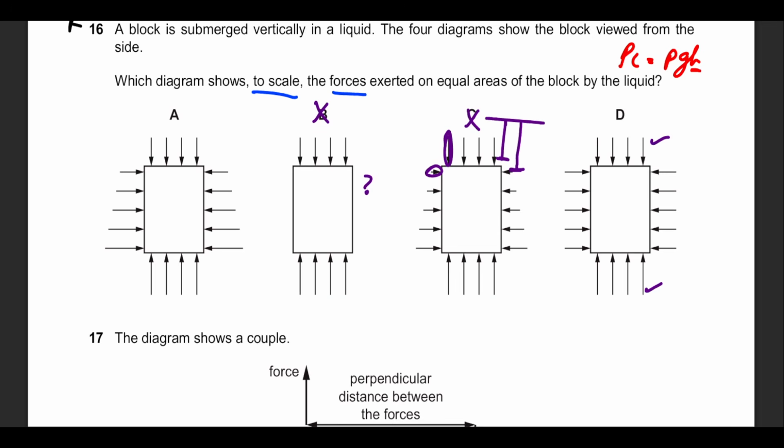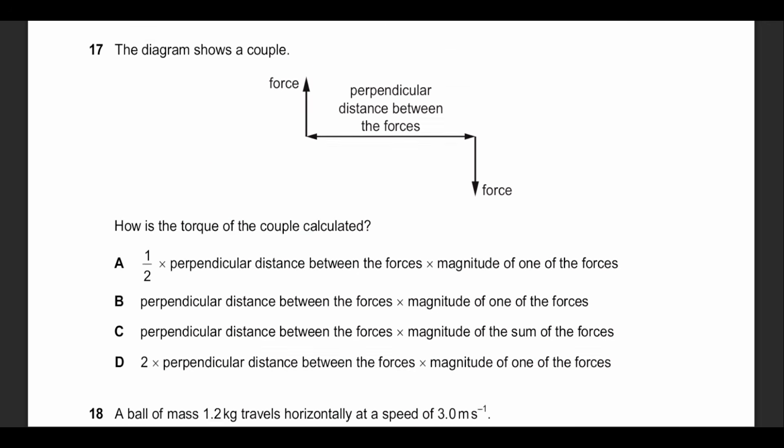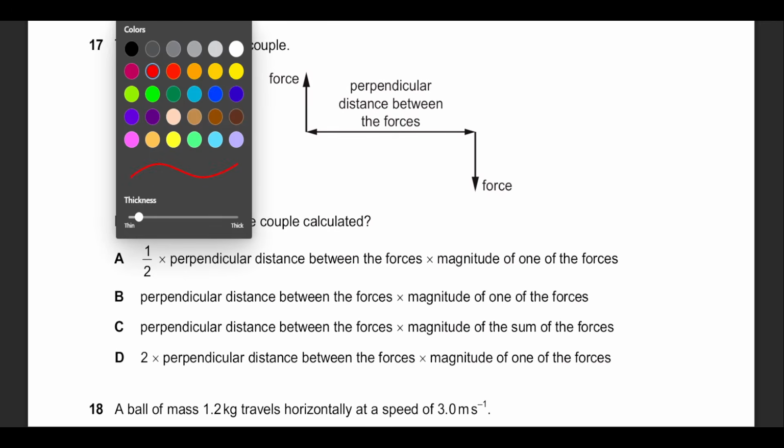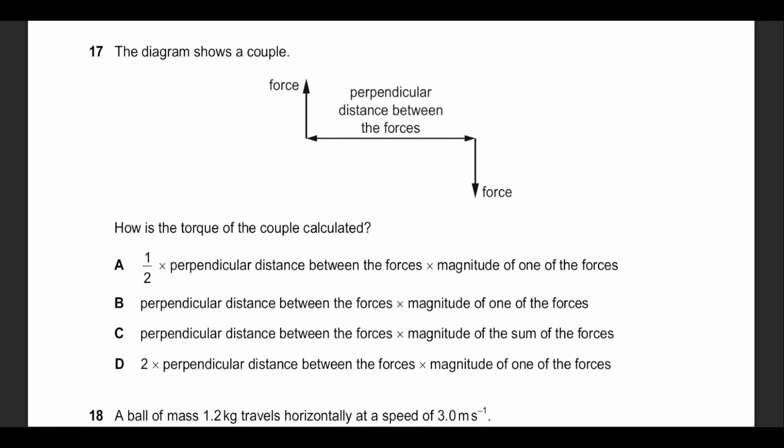In D, the top and the bottom are almost correct because the top pressure should be less and the bottom should be higher. But it's not progressively increasing. It should be greater and greater because a higher depth leads to a bigger answer, which is not being shown in D. It's option A. Question 17 is again a fact-based question, very quickly solved. The diagram shows a couple of forces, with a perpendicular distance between them, and we understand this is going to be something related to torque.